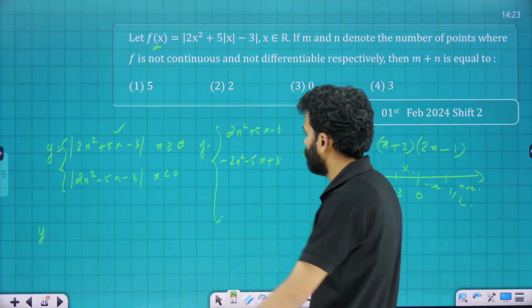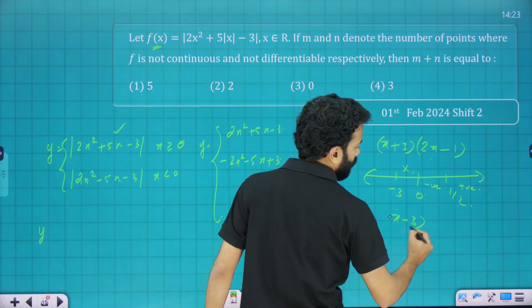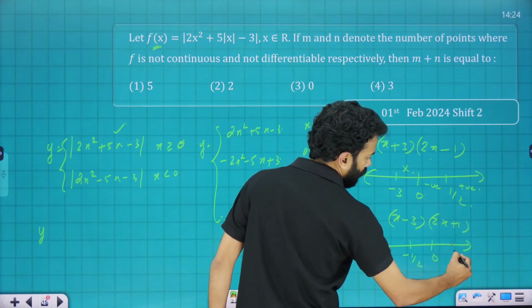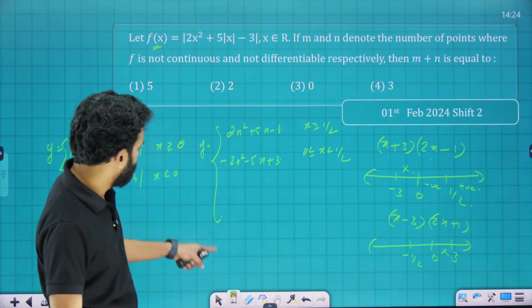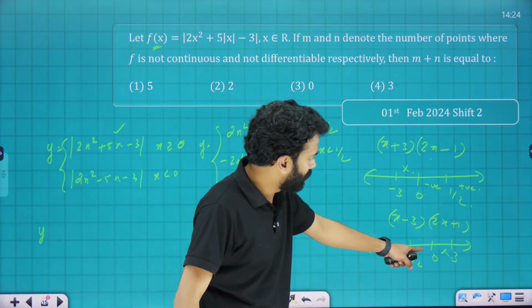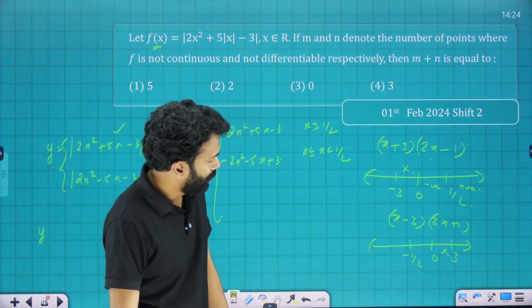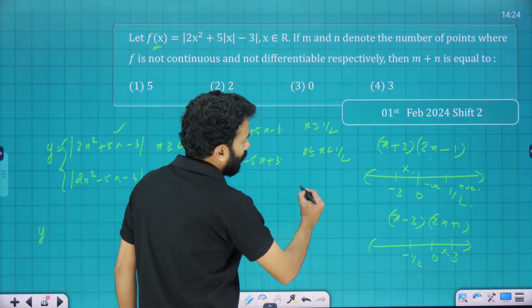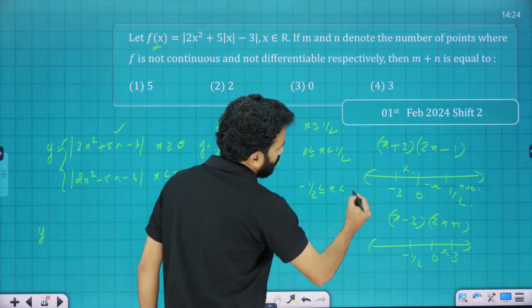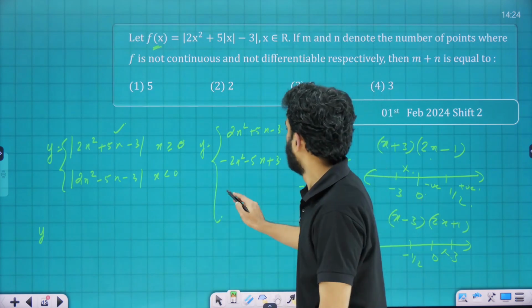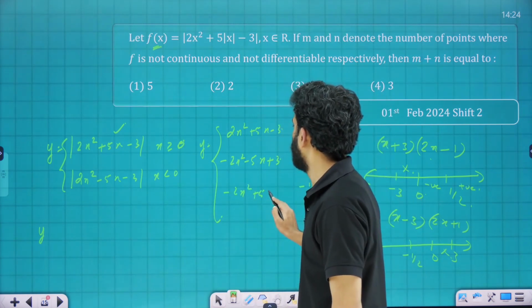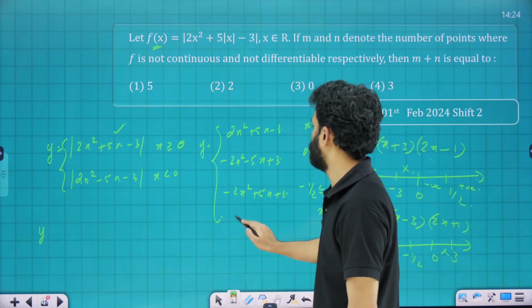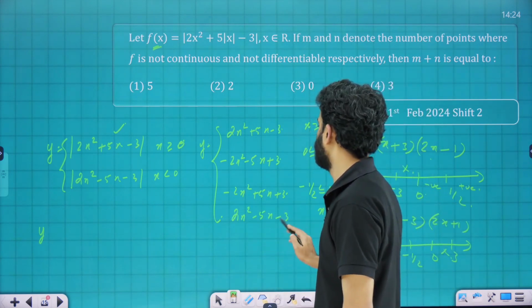And like that we need to split the other one also. It will be x minus 3 into 2x plus 1. And if you consider the number line, it will be minus 1 by 2, 0, 3 here. We don't have to give much attention to that since it is already stated that x is less than 0. So what happens from 0 to minus 1 by 2? At minus 1 by 4, it will be negative. And after this it will be positive. That is, minus 1 by 2 less than or equal to x less than 0, it will be negative. Negative means minus 2x square plus 5x plus 3. And when x is less than minus 1 by 2, it will be positive, that is 2x square minus 5x minus 3. It will be like this.